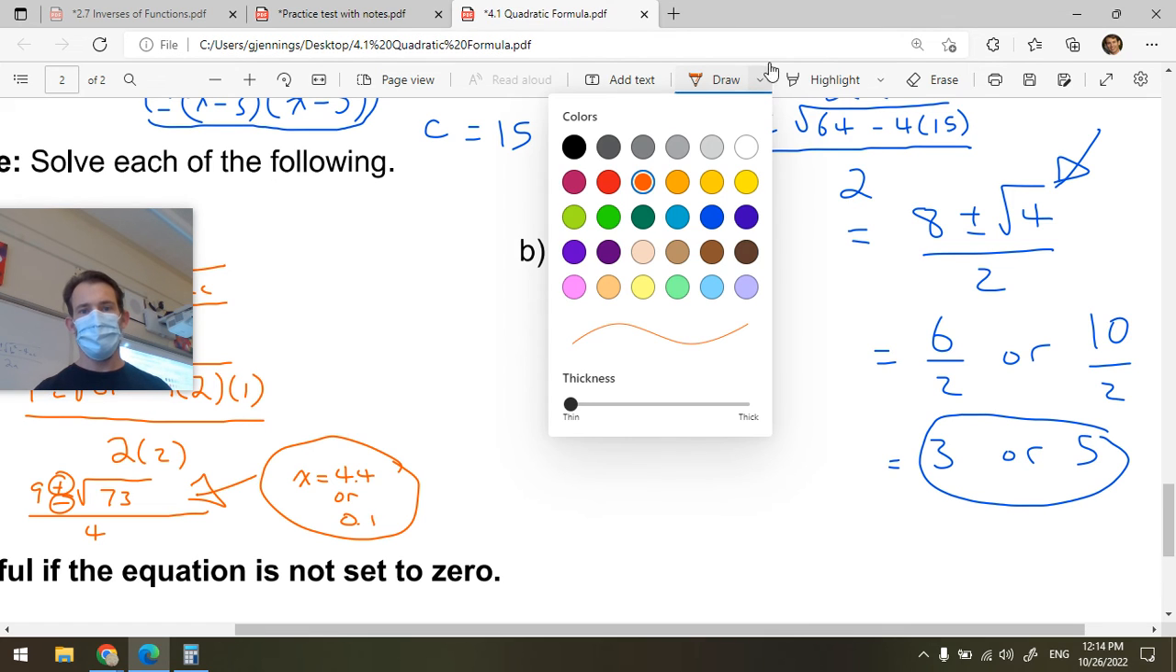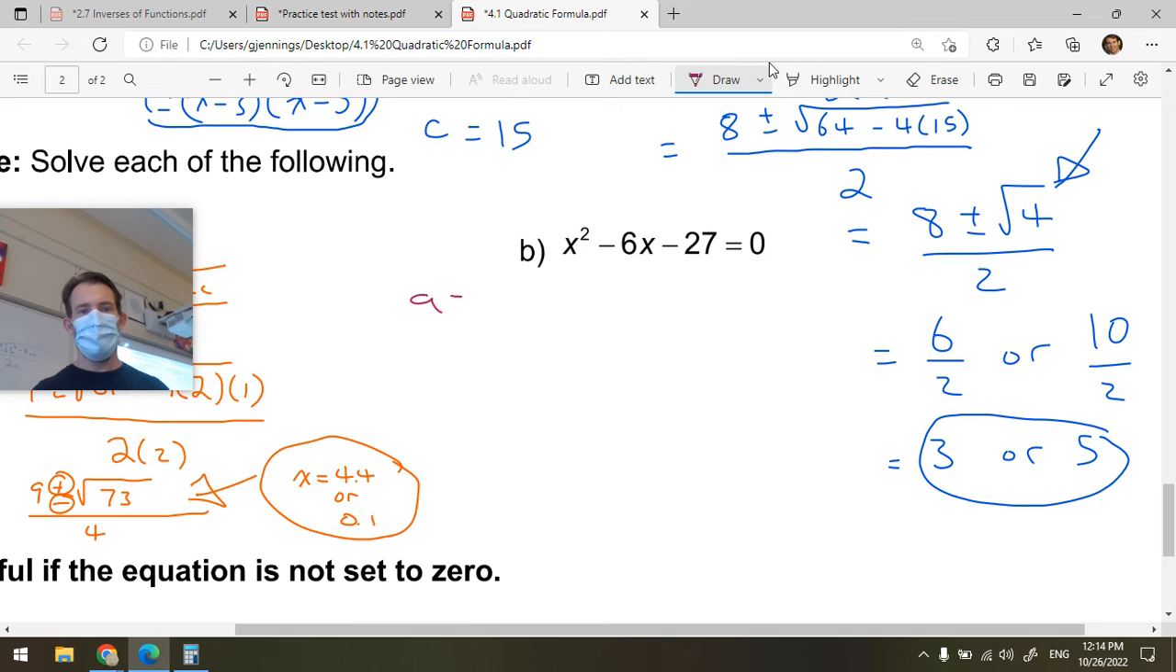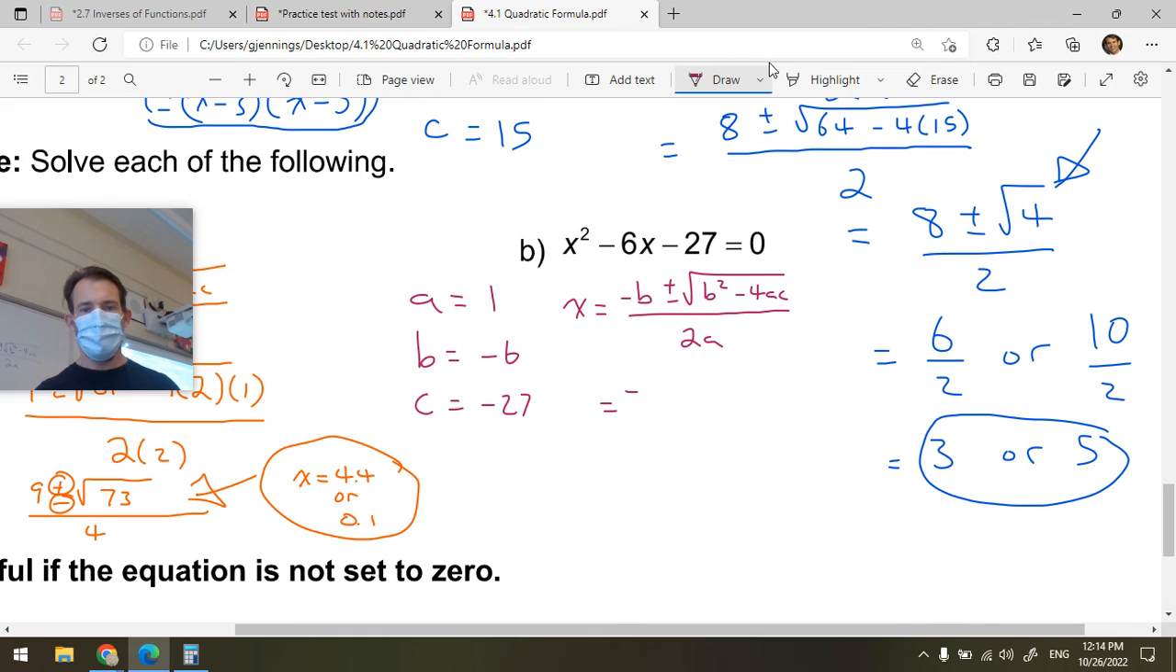With something like this, again, make a little chart. Have your A, your B, and your C. Here my A is 1, my B is negative 6, and my C is negative 27. So let's try this. x is equal to negative B plus or minus the square root of B squared minus 4AC over 2A. In this case, I put in negative 6 plus or minus the square root of negative 6 in brackets squared minus 4 times 1, which is A, times negative 27, which is C, all over 2A, which is 2 times 1.